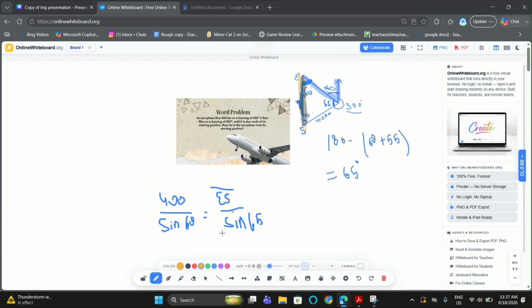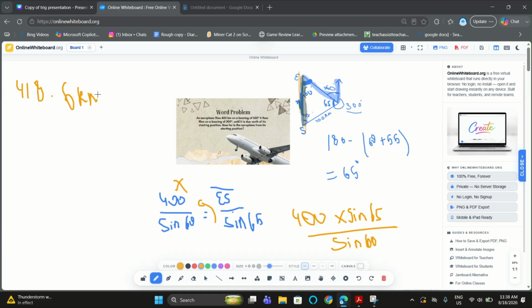Cool. So now we're going to solve this. If it's being divided on this side, when it goes there, it's going to get multiplied. So 400 times sine of 65 divided by sine of 60. And what does that give us? You can do it other ways too. You can do 400 divided by sine of 60 times sine of 65. And that gives us our answer, to the nearest tenth, of 418.6 kilometers. Always ensure that you put the unit.